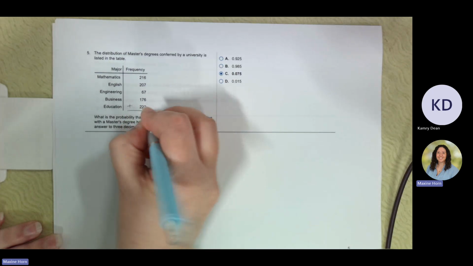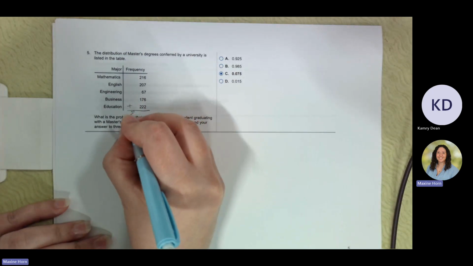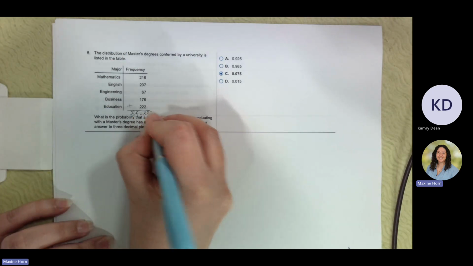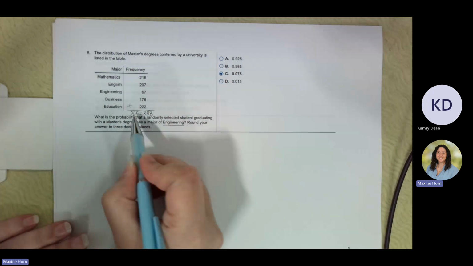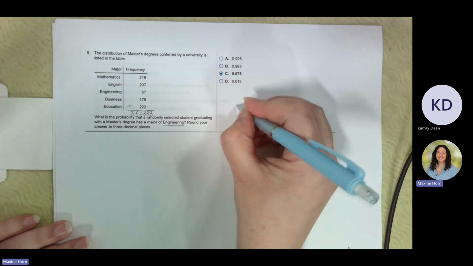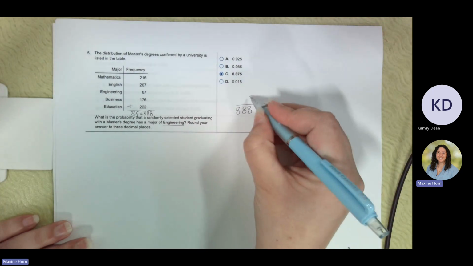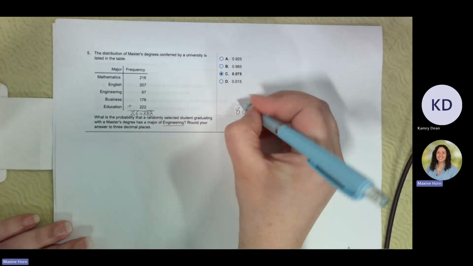We have to add all of these up, right? The sum of the frequencies equals, just for the purposes of time, I'm not going to plug this into the calculator, but trust me, I did this problem before, and if I add all of those up, you get 888. So the total frequency is 888. Our denominator is how many people there were total. Our numerator is how many of them majored in engineering. That's 67.